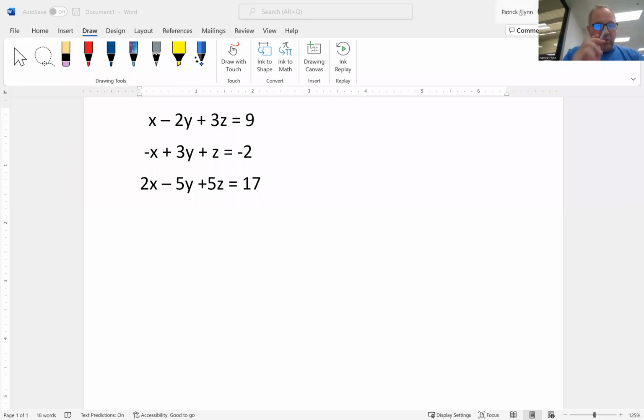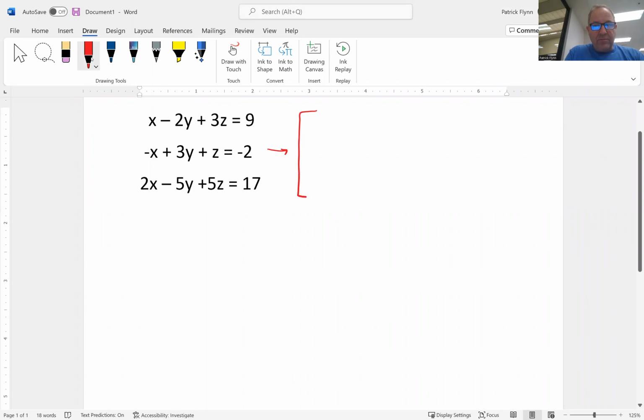Okay, so what we're going to do is work on solving a system of equations. First thing we want to do is to place this system of equations into a matrix, right? So the first column are the x's, second column are the y's, third column are the z's, the last column are the constants, the answers.